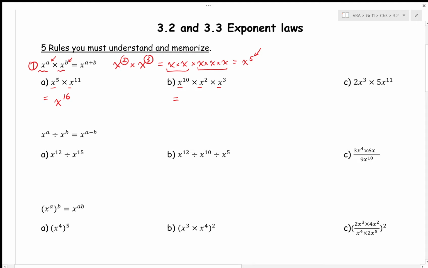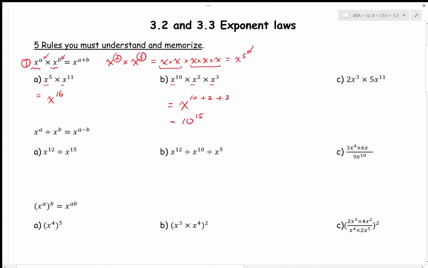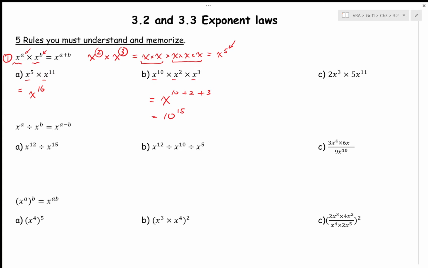We have 3 terms being multiplied together, and they are all bases of x, so we can keep the x as the base. And then we have all multiplication, and the powers are 10, 2, and then 3. All we have to do is just add all these 3. So that becomes x to the power of 15. Okay, so it's not so bad, it's actually quite easy to do.